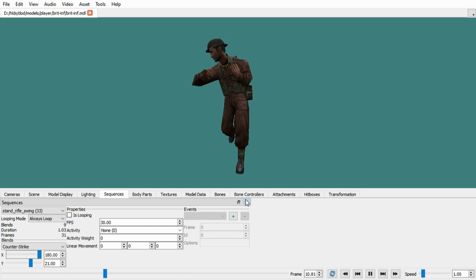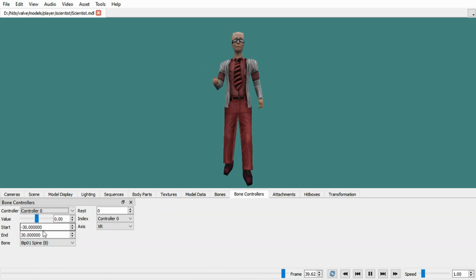So if Counter-Strike models can look left and right, how does Half-Life do it? It uses controllers. A controller is a thing that lets you move or rotate any bone dynamically from the game code.